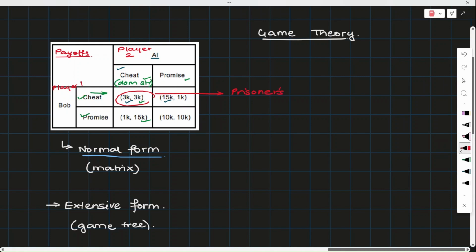Now, where are the prisoners? Where is the dilemma? You might be wondering. But the idea is not in the fact that there are two prisoners involved in the game. The idea is what is the best outcome that you can have in this particular situation.